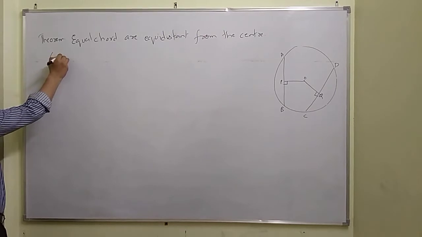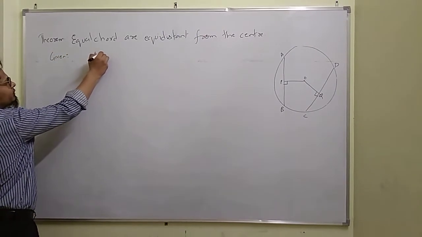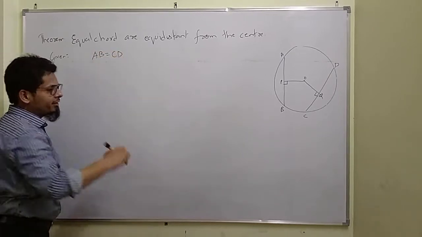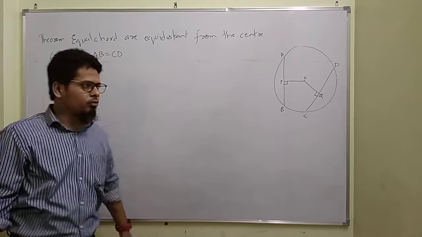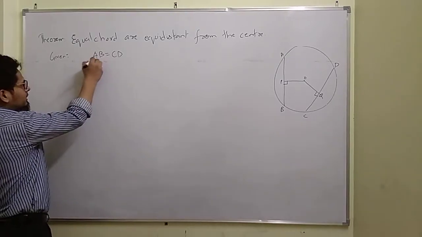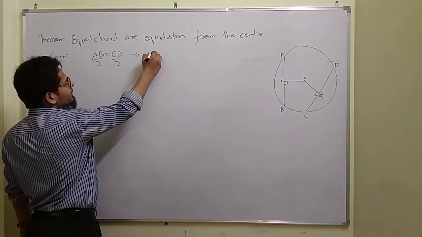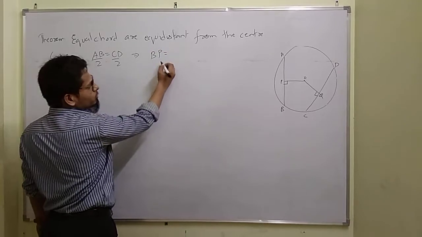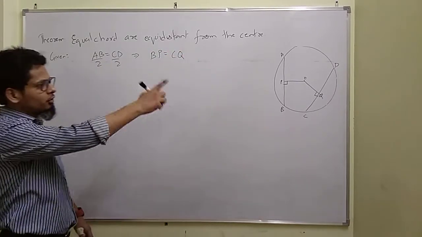So I write the given part. In this problem, the given part is AB is equal to CD, right? And if AB is equal to CD, then their half also will be equal. इनके half भी equal होंगे. तो आप इसको 2 से divide करते हैं. Then we get BP is equal to CQ, right? You can see from the figure, class. You have to follow the figure.